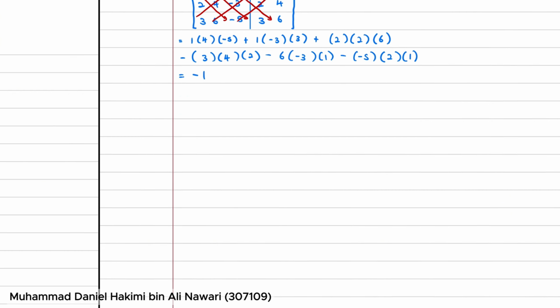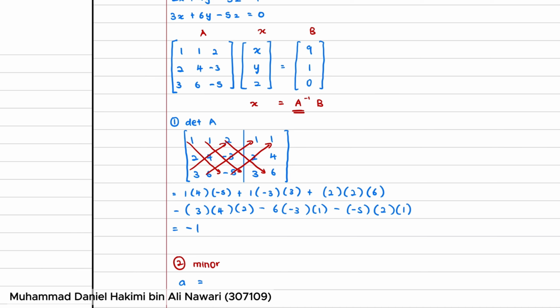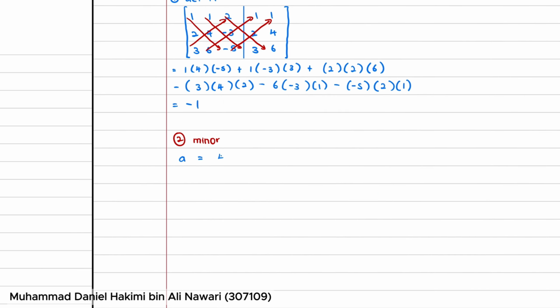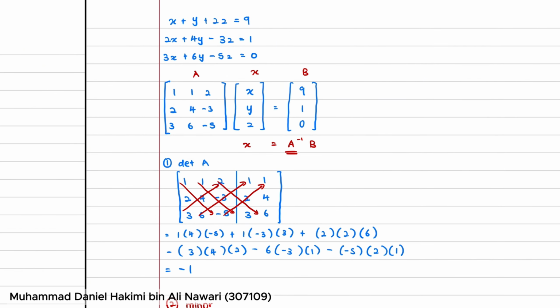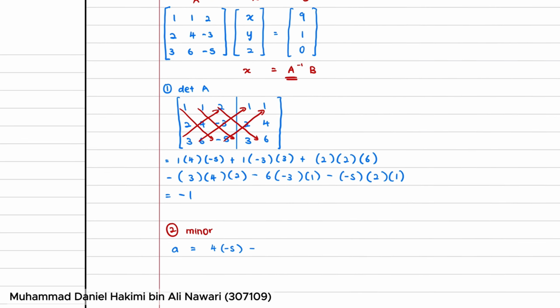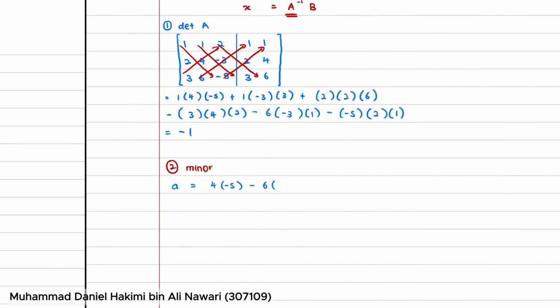After you find the determinant, you have to find the minor, or minor A, 4 times -5 minus 6. For minor A, in order to find the minor, for example, we want to find the minor A. You just look at A, and then you cancel all this, and you look at this. So 4 times 5 minus 6 times 3.